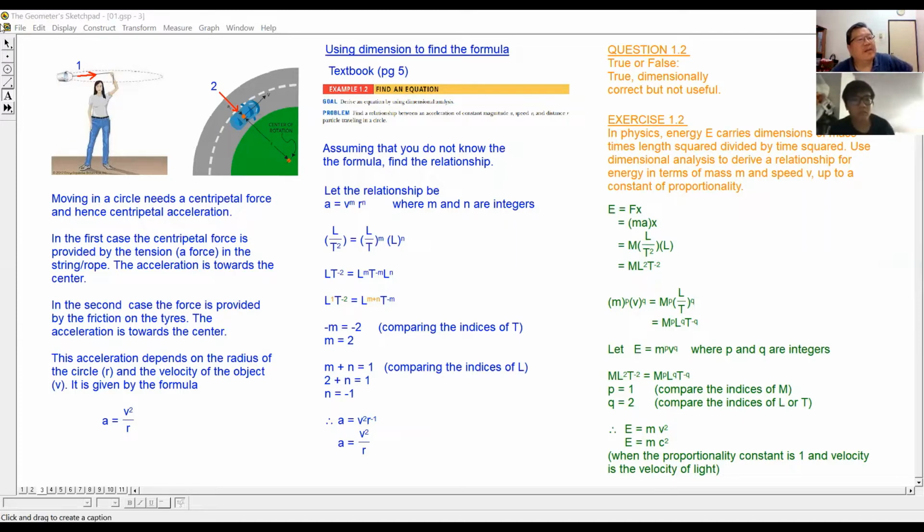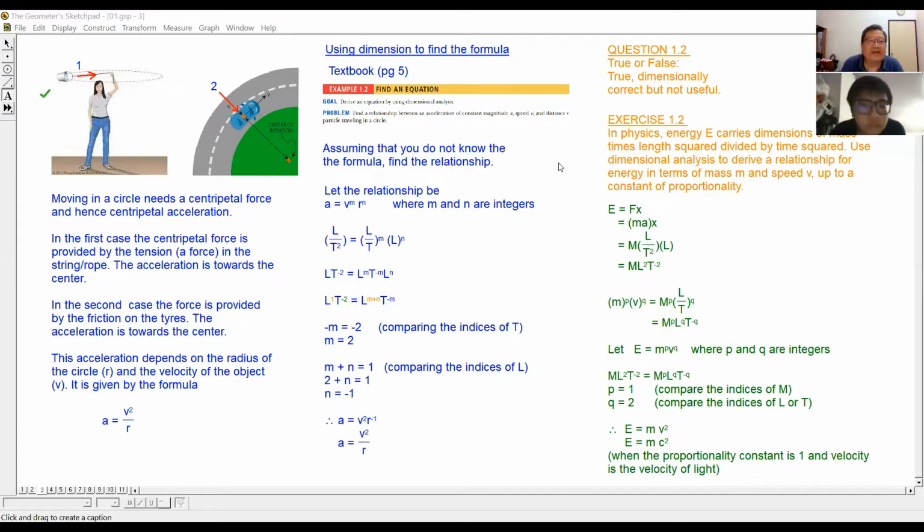So the first example here is an object attached to a string or a rope, and we try to swing it in a horizontal circle. In order for this pail or this object to move in a circle, something must be pulling the object towards the center. There must be a force towards the center.